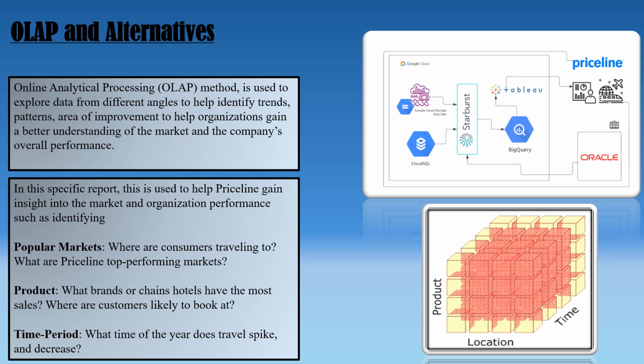In this particular report, this is used to help Priceline gain insight into the market and the organization's performance, such as identifying popular markets, where consumers are traveling to, what Priceline's top performing markets and products are, what brands or hotel chains have the most sales, where customers are likely to book, and in the time period, what time of year does travel spike and what time of year does travel decrease.